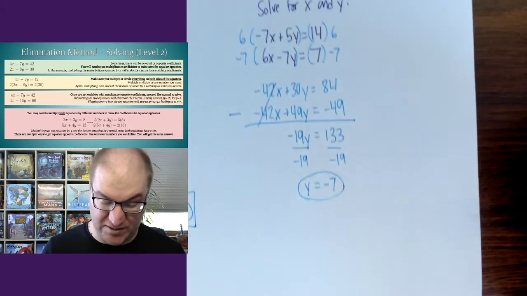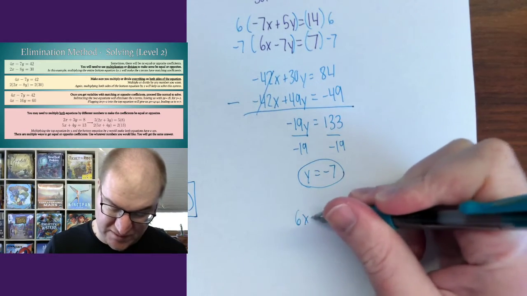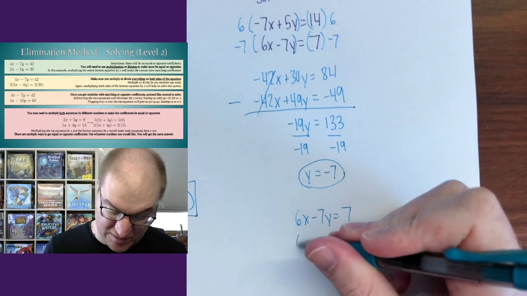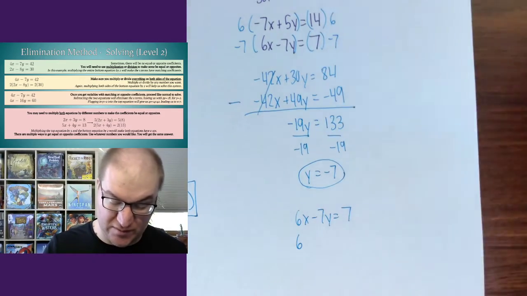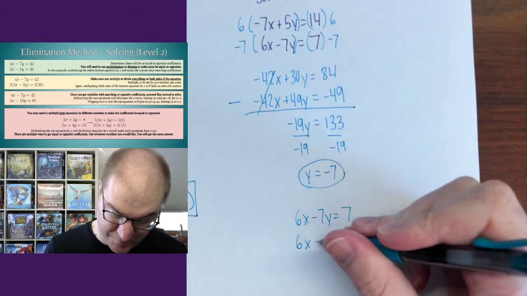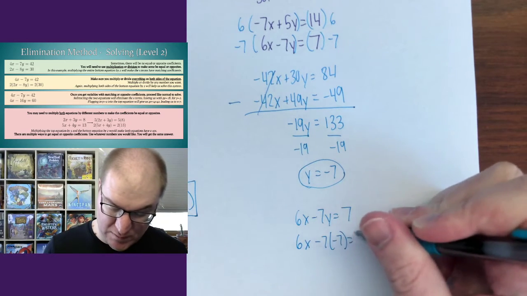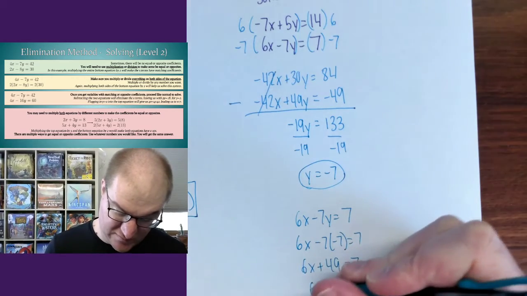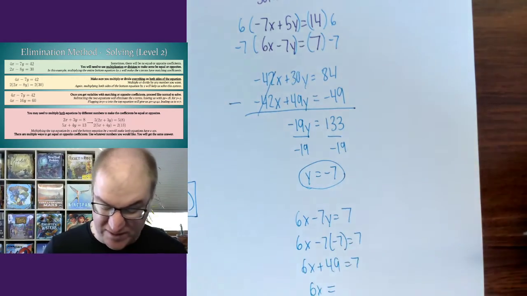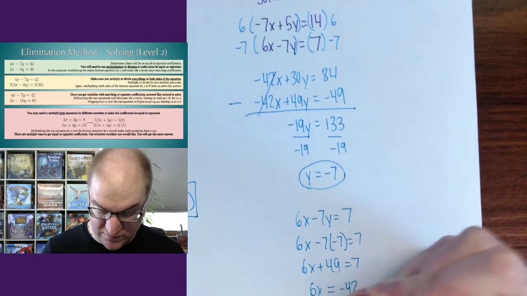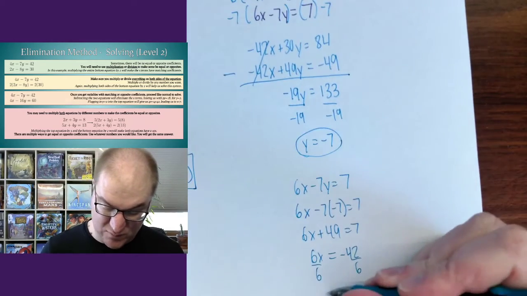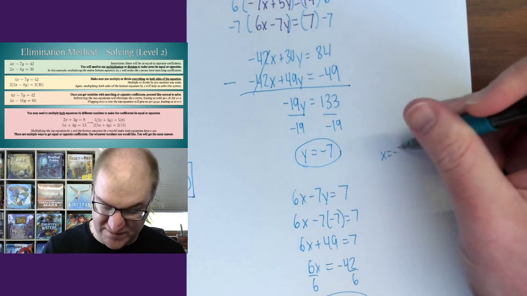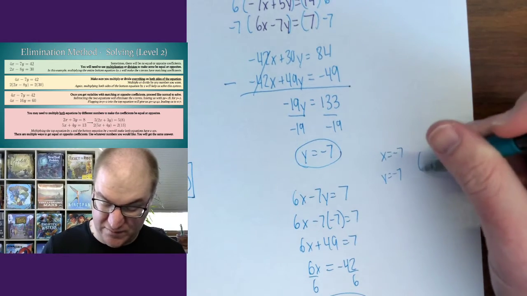Now we're going to go back and plug it in. I'm going to use the bottom equation, 6x minus 7y. I just picked that arbitrarily. There's no reason why I picked it. You can pick any of the equations, the two new ones or the two originals. 6x plus 49 equals 7. 7 minus 49 is negative 42 divided by 6. We're going to get x equals negative 7. So in this problem, x is negative 7 and y is negative 7.